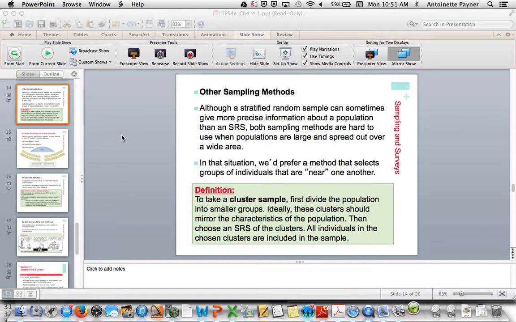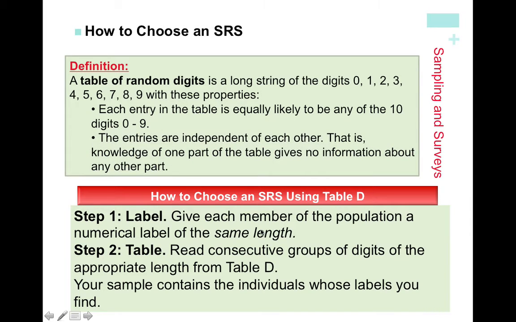Whenever we did that, we always first labeled everybody. So we would give each member of the population a numerical label of the same length. Remember, always try to pick the smallest label possible. So if you can get away with a 1-digit label, then use that. If you can use 2, then use 2. We read consecutive groups of digits of the appropriate length from Table D. Make sure you also mention if you were going to ignore repeats or what other labels you would be ignoring.